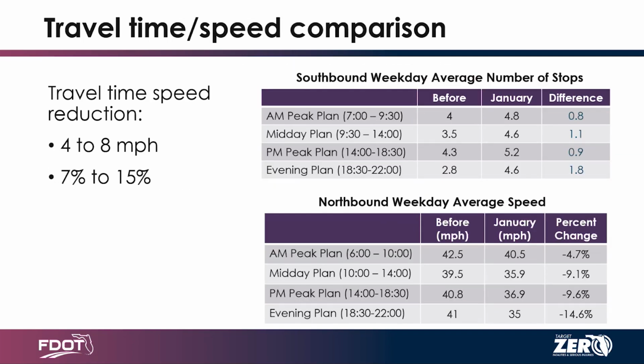And then travel speed reduction, 4 to 8 miles an hour, which is 7 to 15% travel speed. You've got to think, in the grand scheme of things, 5 miles an hour increments make a big difference in terms of pedestrian survivability.